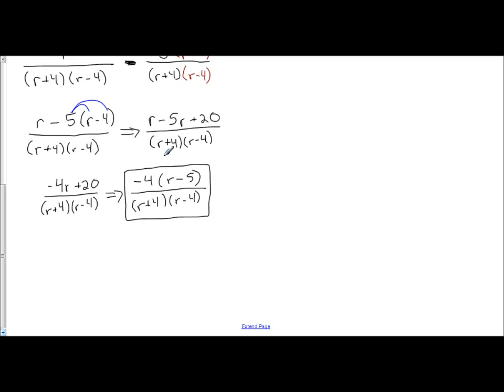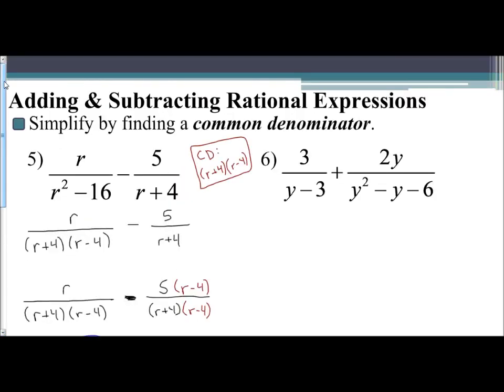So the concept in this problem I want to make sure you understand is that when you're dealing with subtraction, rewrite it as one fraction right away so you can see that this minus sign is going to be distributed to both terms. That's the most common mistake made by students dealing with subtraction.